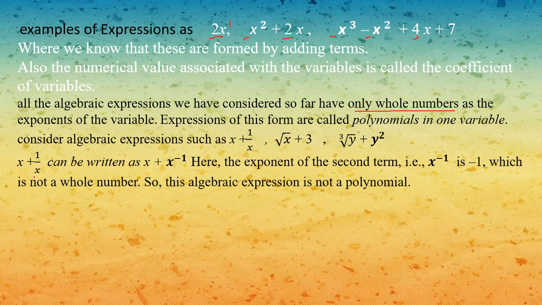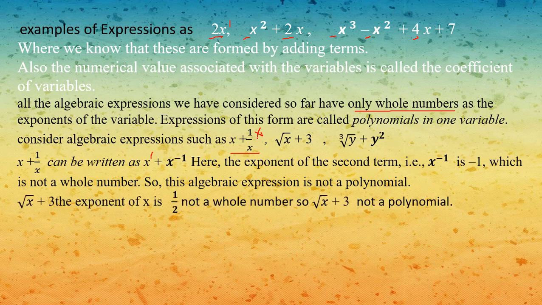So here, in the first term, the exponent of this x is a whole number, that is 1. But let us consider the second term, 1 upon x. Its exponent is minus 1, which is not a whole number. So this algebraic expression is not a polynomial, as we have said that exponents are only whole numbers. Minus 1 is not a whole number, so we can say x plus 1 upon x is not a polynomial.